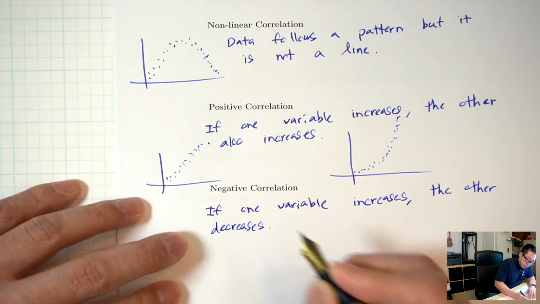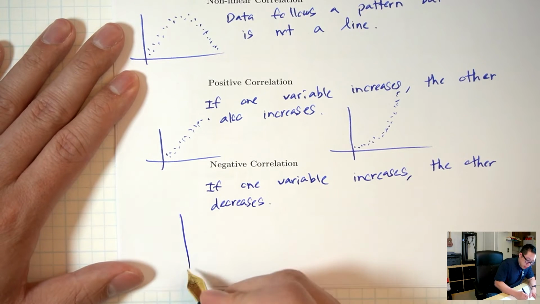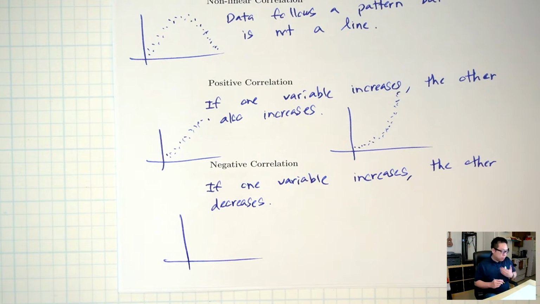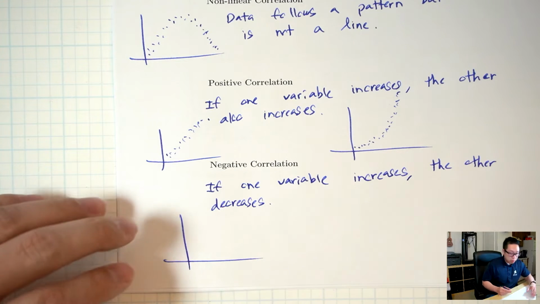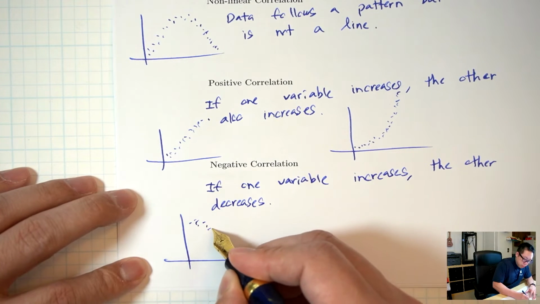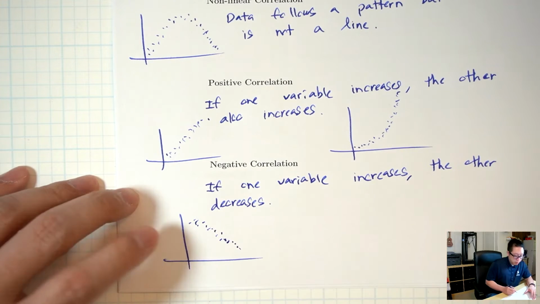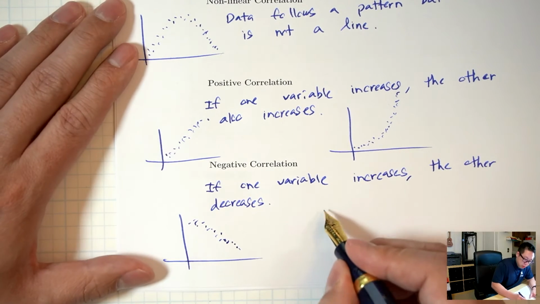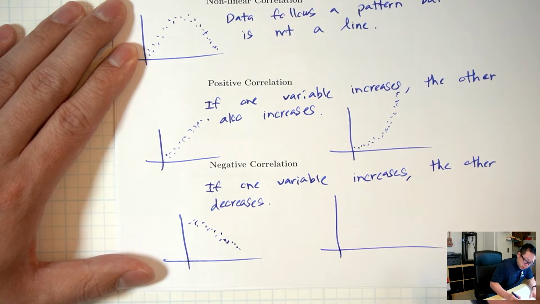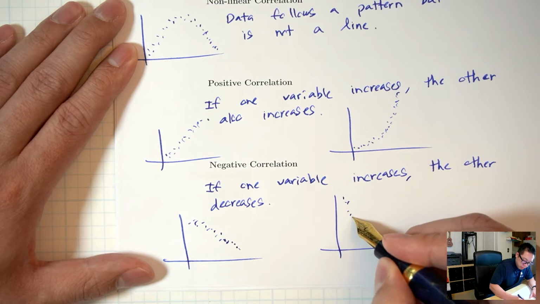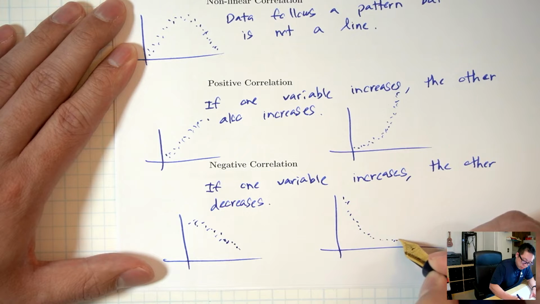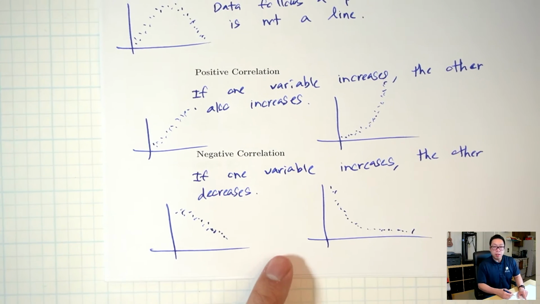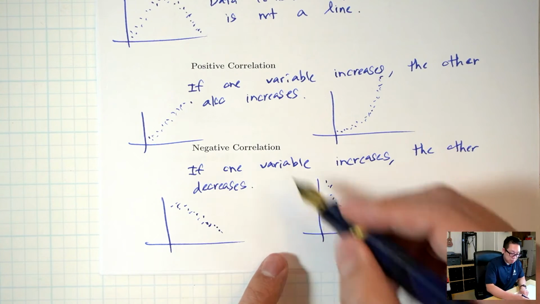Okay, some pictures here. Graphically, a negative correlation just means that your graph goes downward from left to right. Okay, that's a negative correlation that's linear. And that's a negative correlation that's nonlinear.